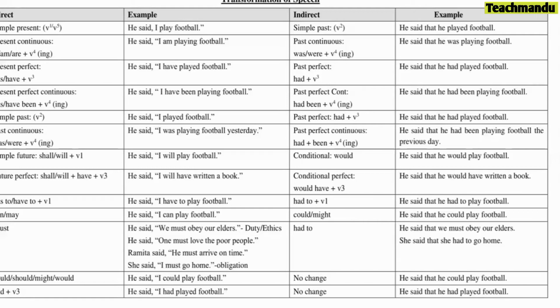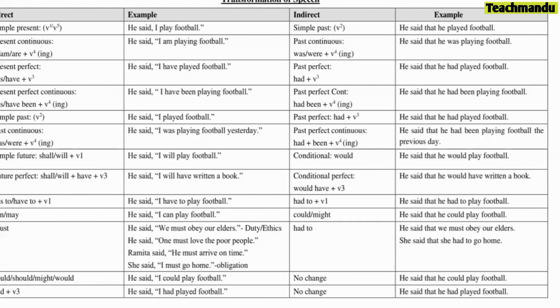Next, simple future into conditional: will into would, shall also would, not shall into should. Shall should be changed into would because it is the form of will. Next, future perfect into conditional plus would have plus verb 3, right?